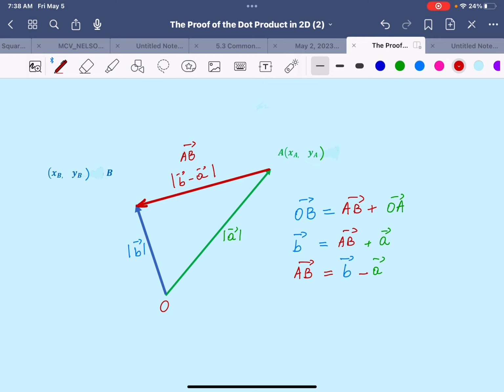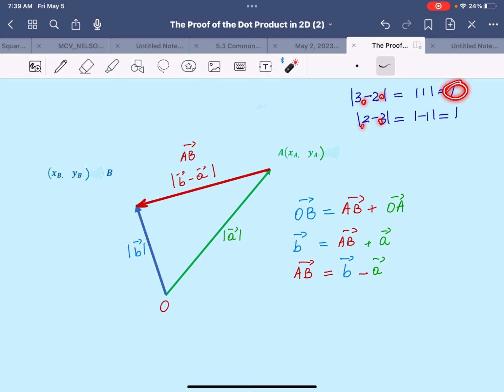Now, remember that when we find the magnitude or the absolute value of a number, for example, if we have 3 minus 2, the absolute value of 3 minus 2 is the absolute value of 1, that's 1. If we have 2 minus 3, the absolute value of 2 minus 3 is the absolute value of negative 1, that's 1. So if we switch these two numbers around, we still get the same answer. So what we are going to do in this case is, instead of writing B minus A, we'll rewrite this as A minus B. So vector AB has a magnitude of A minus B in absolute value.